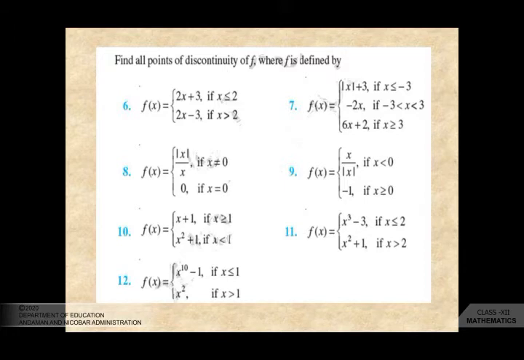11th question, again the same type: x cube minus 3 if x is less than or equal to 2, x square plus 1 if x is greater than 2. Again you have to take 3 cases here. For x less than 2, that means for c less than 2, for c greater than 2 and for c equal to 2. For c equal to 2 you have to take both left hand limit and right hand limit, and for c less than 2 and greater than 2 you have to apply the definition limit x tends to 2, f(x) is equal to f of 2. Okay, the 12th is also the same type of question, 3 cases and you do it similarly, okay. The 6th I have already done for you; the 10th, 11th and 12th you will do on your own.